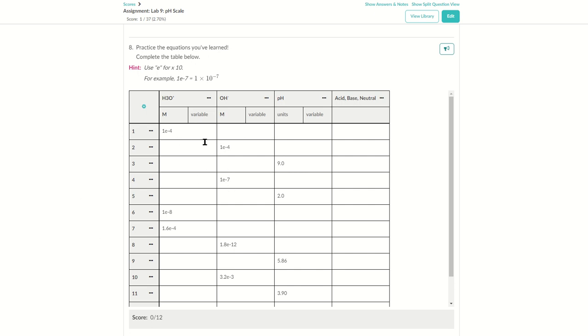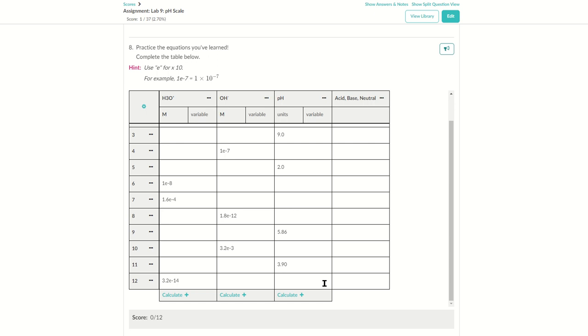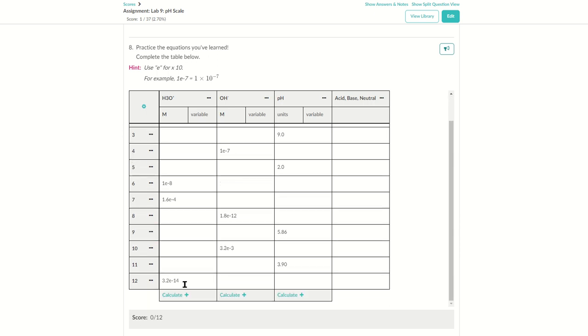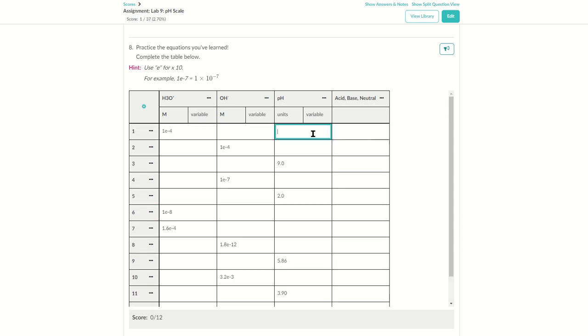What I'm going to do is make this a little bit simpler. So if you have an H3O value, I want you to determine the pH. So I should see the pH value for row 1, row 6, row 7, row 12. I should also see whether it's acidic, basic, or neutral for row 1, 6, 7, and 12. So I should see the pH and acid, base, or neutral for those rows.